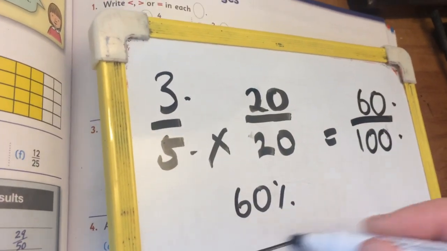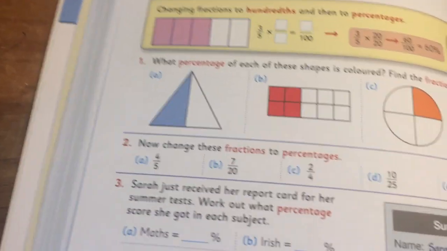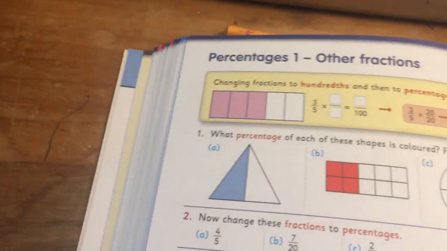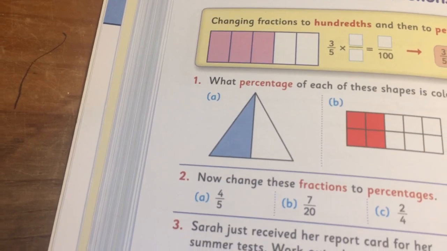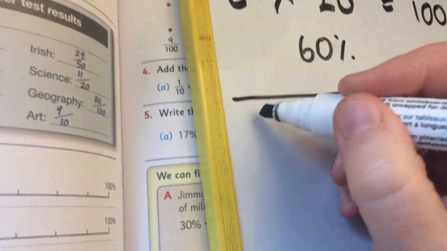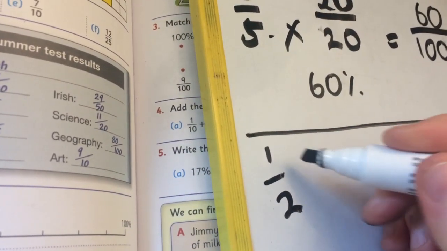Now, in question 1, they're giving you shapes, so they're asking you to determine the fraction yourself. Here we have a triangle with 2 parts to it and 1 part is shaded. So the fraction is 1 out of 2. That's a half.